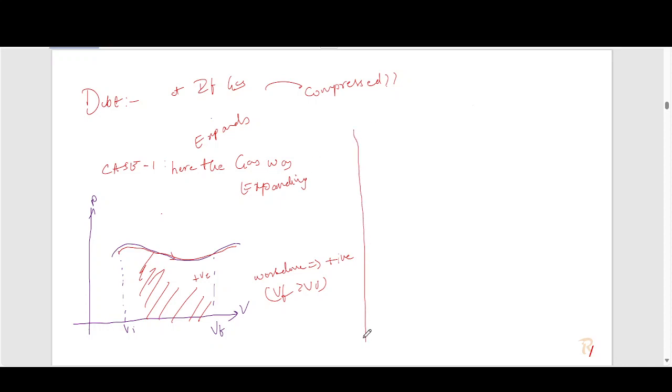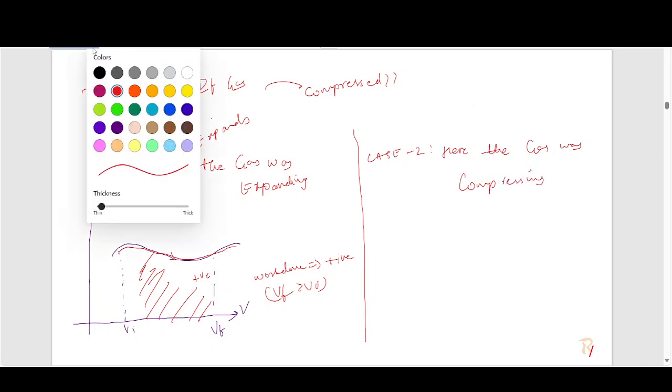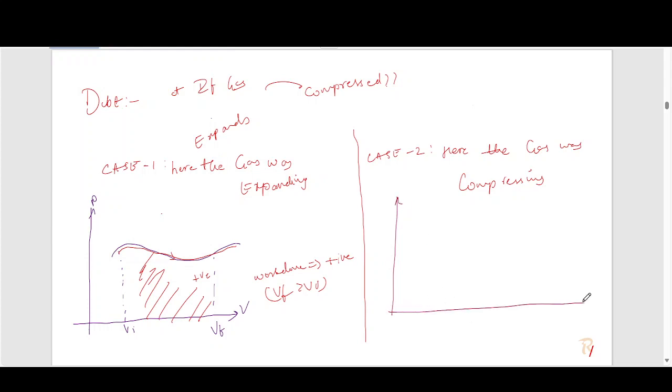Let me take case 2. Here the gas was compressing. P, V. Let me take V final here and V initial here, with the direction like this. Then the work done is negative since Vf is less than Vi.